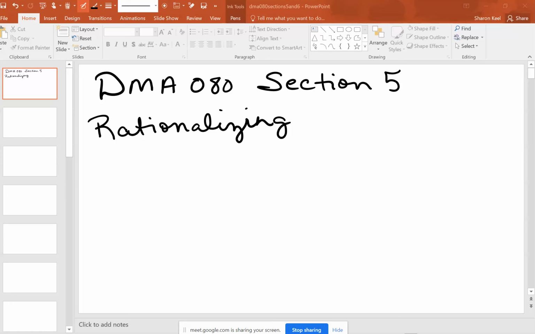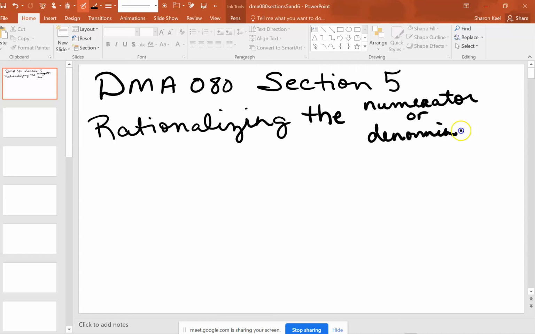Okay, today what we're going to cover, we're going to start with DMA80 Section 5. And in Section 5, we're going to be looking at rationalizing. Either it'll ask you to rationalize the numerator, or it'll ask you to rationalize the denominator.